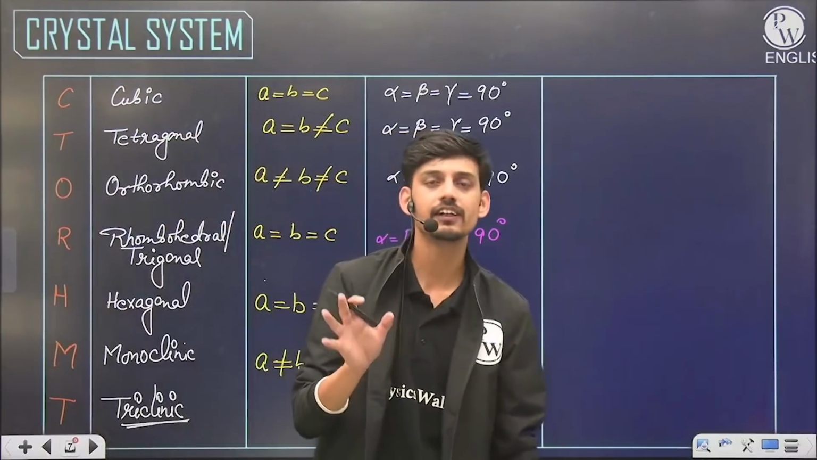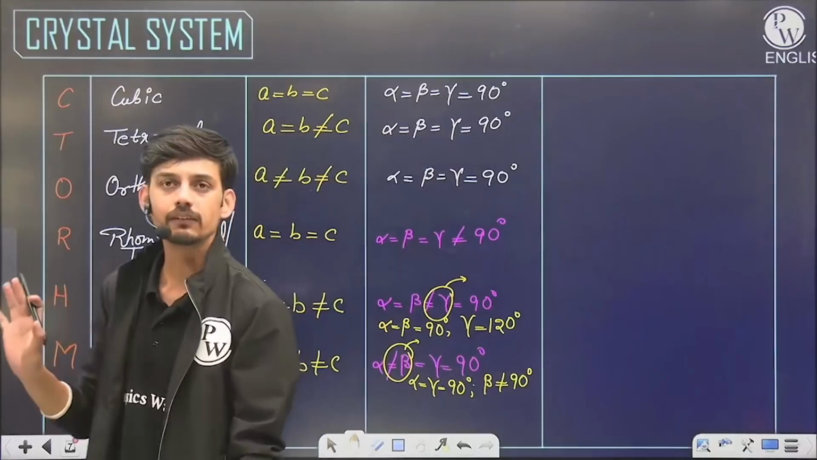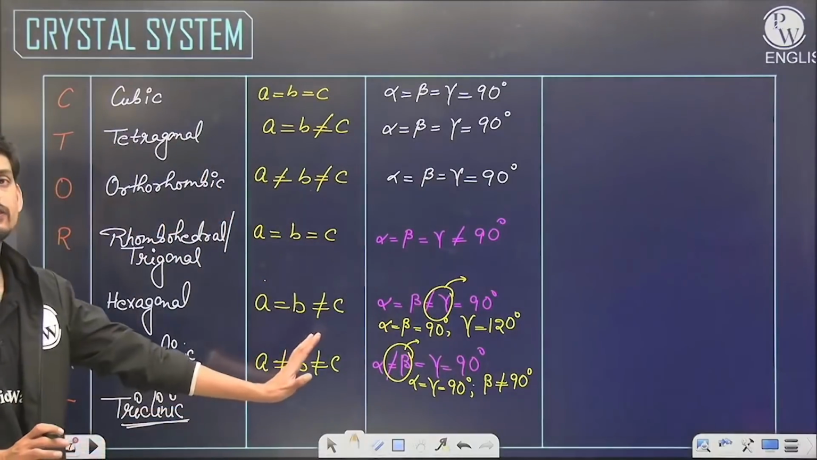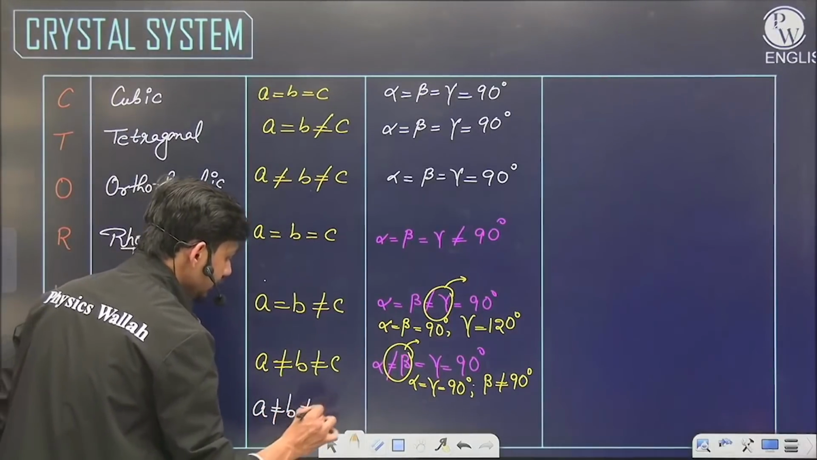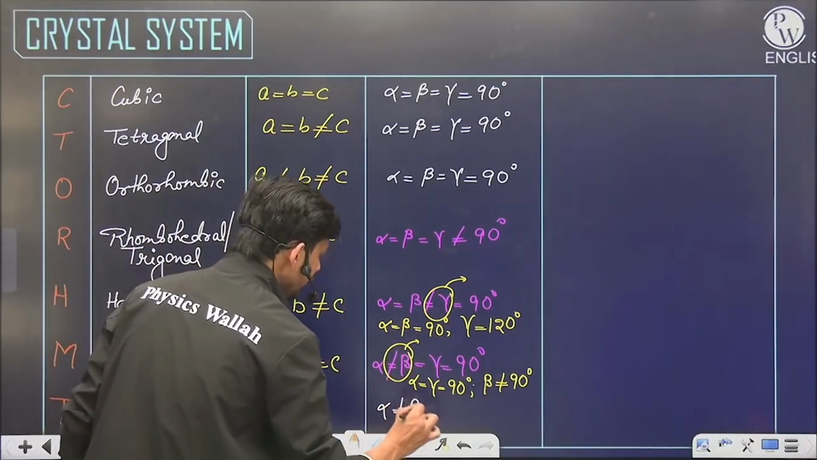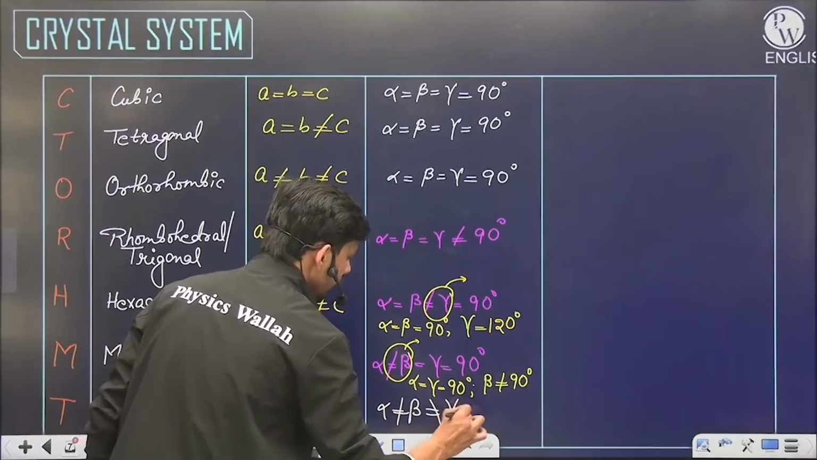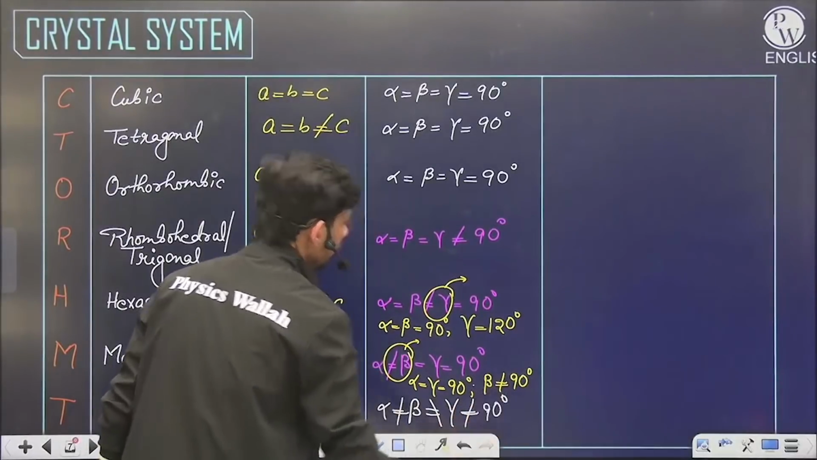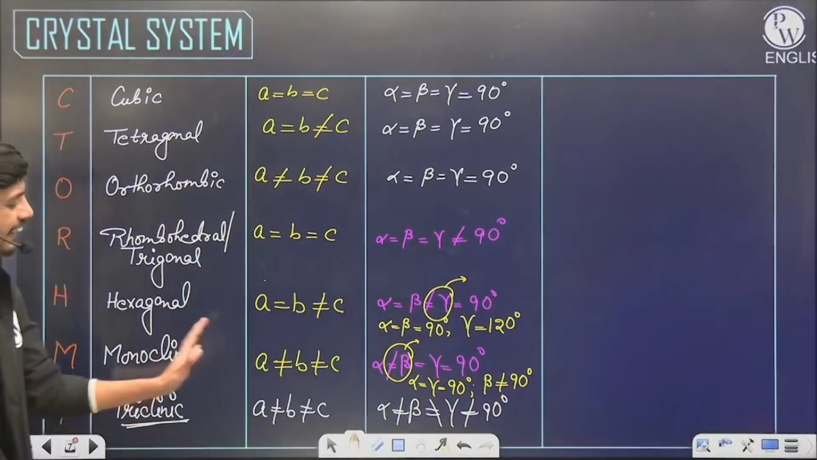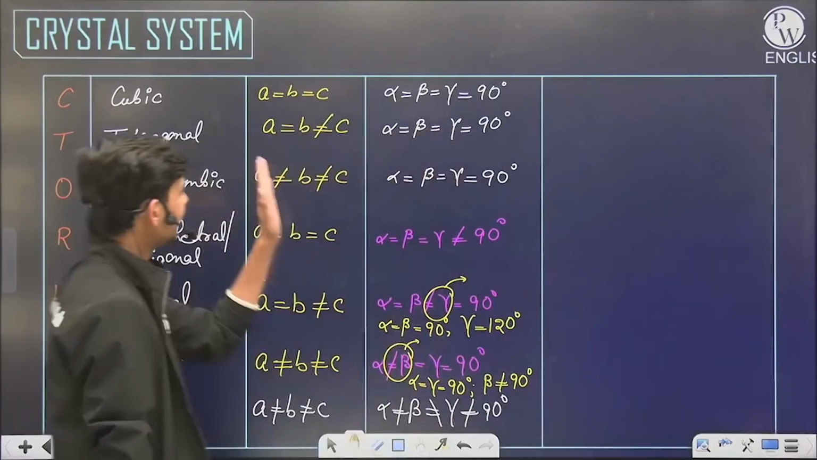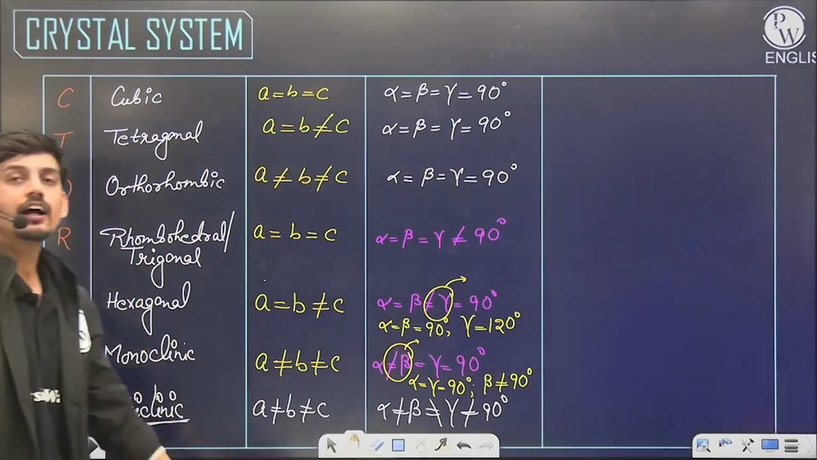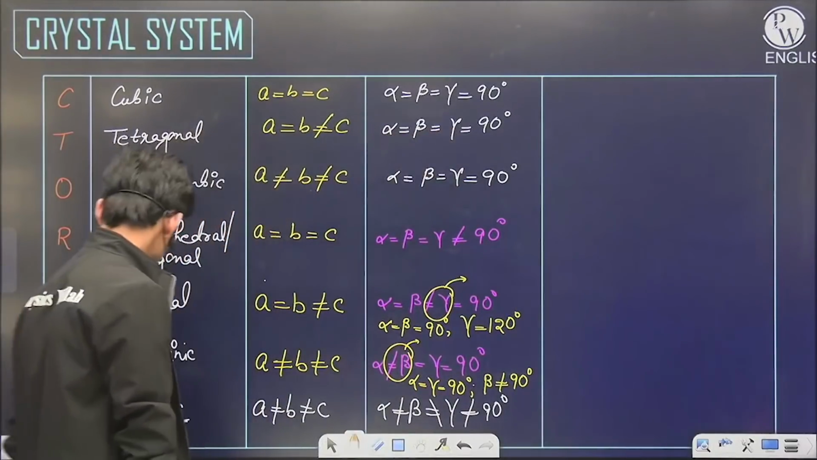Although the crystals are very regular, this one is the most random. It has all the values unequal: a not equal to b not equal to c, alpha not equal to beta not equal to gamma, not equal to 90 degrees. All the angle and edge parameters will be unequal or different. So these are our 7 crystal systems in which a crystalline solid can be characterized.